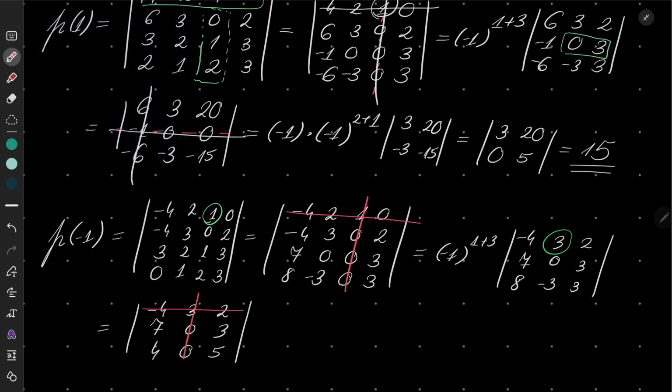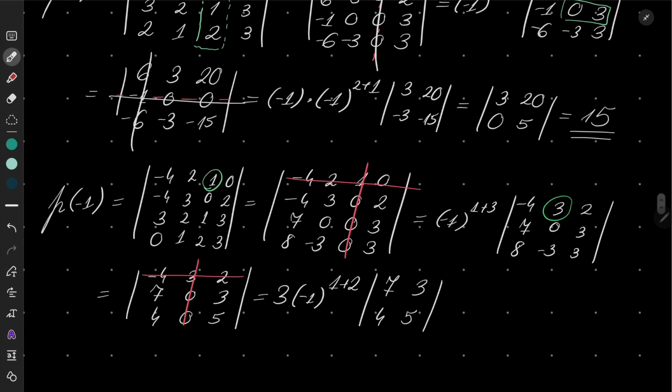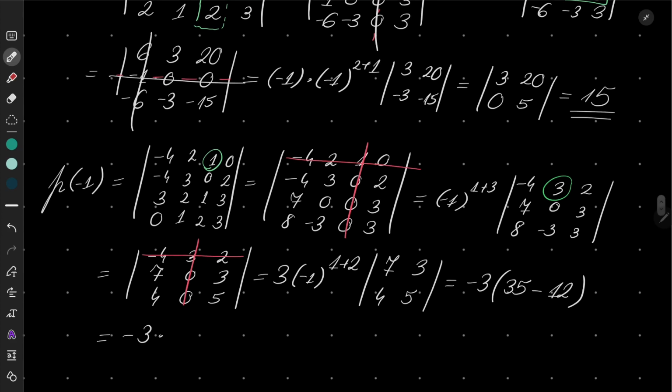Again, we have zeros in the second column, so we have 3 times minus 1 to the power 3, since it stands in the first row, second column, times the smaller determinant. So it's 3 times minus 1 to the third power, so it's minus 3 in fact. And now let's compute this determinant. It's 35 minus 12. So it's minus 3 times, let's see, 35 minus 12 is 23. So we have minus 69.